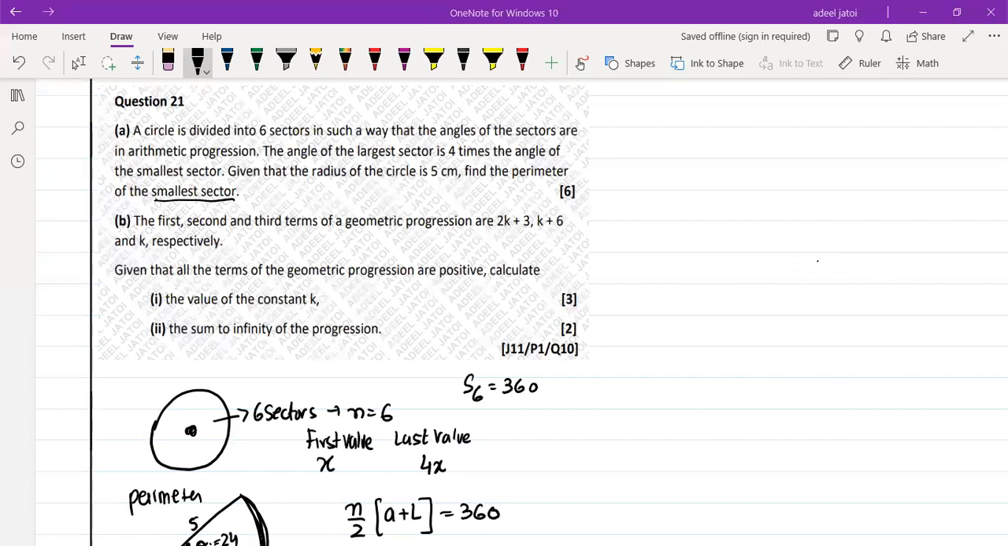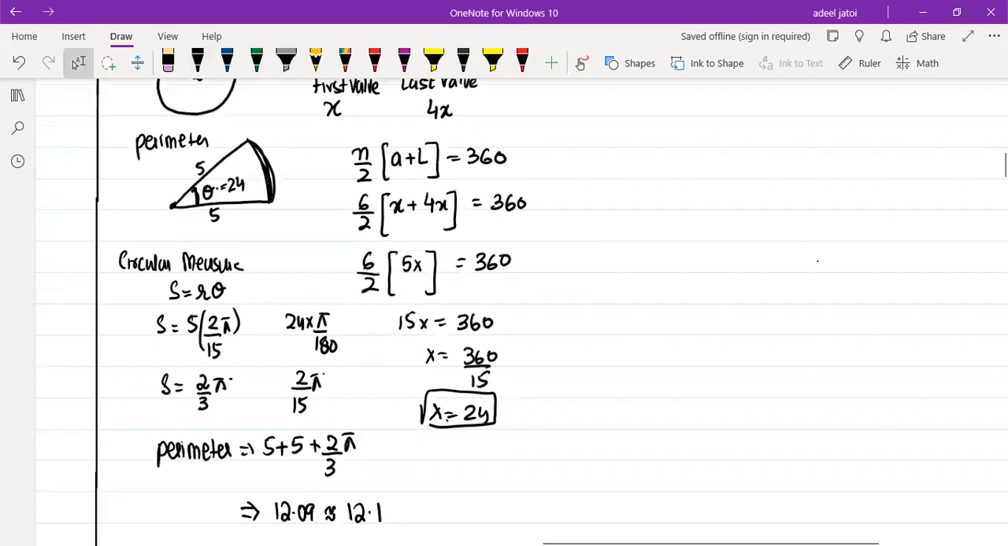Now, part B. The first, second, and third term of a geometrical progression are 2k plus 3, k plus 6, and k respectively. Given that all the terms of the geometrical progression are positive, calculate the value of k.